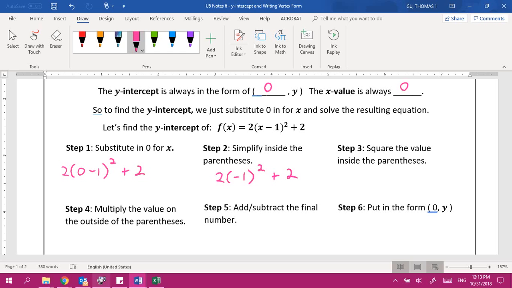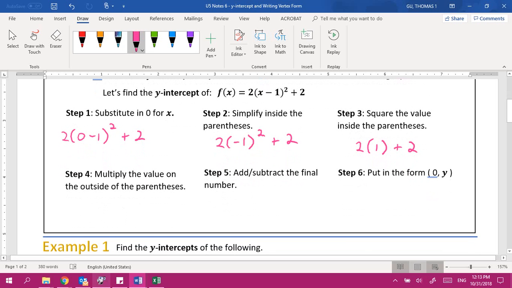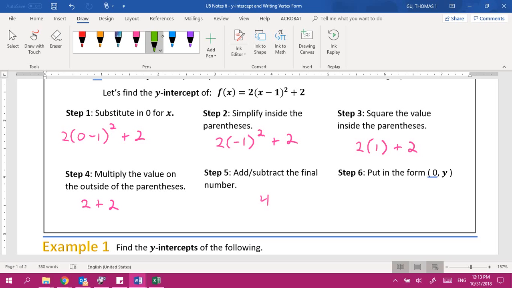So if I do that, now it's going to be 2 times positive 1, because I've just squared negative 1, plus 2. All right. Step 4 now, we're just going to multiply those two numbers, the 2 and the 1. That's going to be 2 plus 2, because it's 2 times 1, which is 2, plus 2. And then we just add these together. 4. And that is your y value of the y-intercept. So what's my actual y-intercept then? 0, 4, right. 0, comma 4. And there you go.